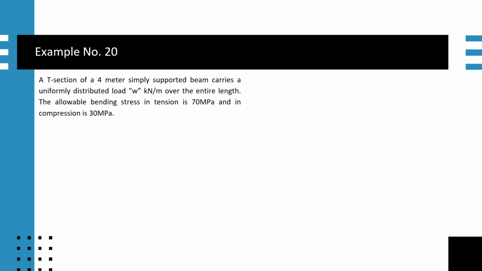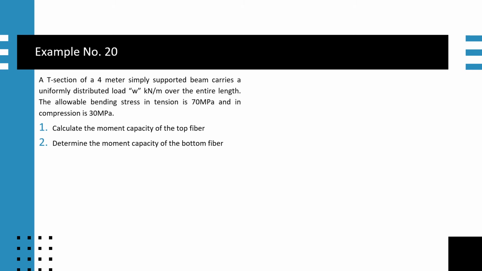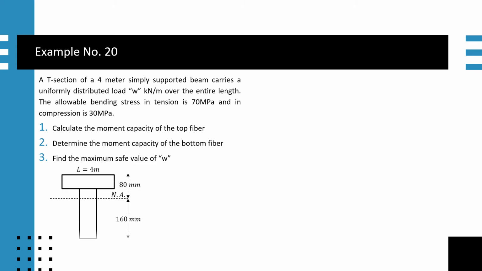So, a T-section of a 4-meter simply supported beam carries a uniformly distributed load W, kN per m, over the entire length. So, the allowable bending stress in tension is 70 MPa and in compression is 30 MPa. So, calculate the moment capacity of the top fiber, determine the moment capacity of the bottom fiber, and find the maximum safe value of W. So, T-section siya. Ito yung itsura.